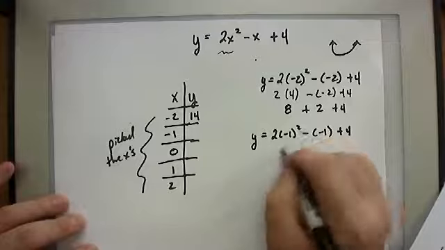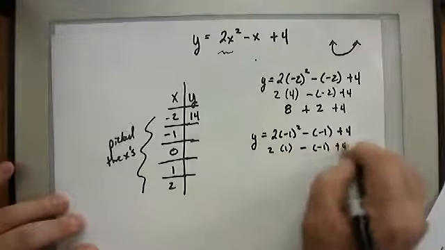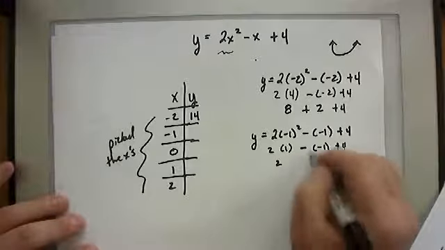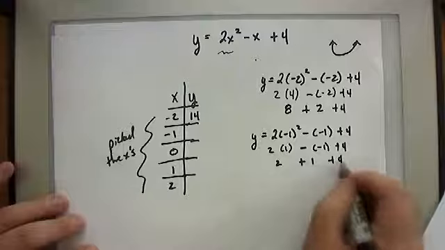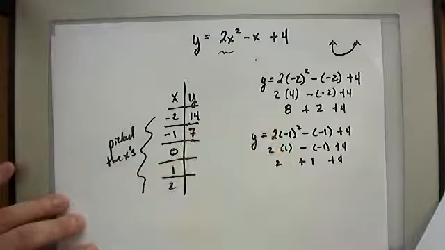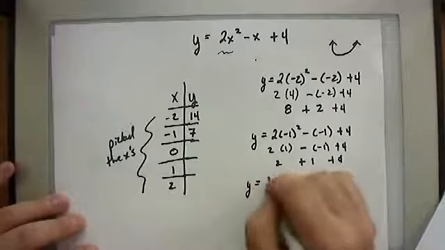Exponents first, so -1 squared, that's 1. And then everything else just comes down. 2 times 1 is 2. Negative and negative is +1 plus 4. 2 plus 1 is 3, plus 4, that's 7, okay? Now 0, and that's all we're doing here.